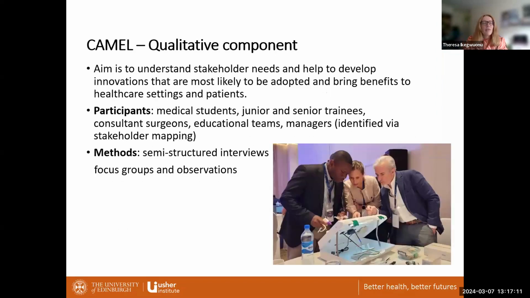So with the qualitative work of QUAL, we are aiming to understand stakeholder needs and to help to develop innovations that are most likely to be adopted and bring benefits to healthcare settings and patients. So I've already gone over the participants and the methods, semi-structured interviews and focus group. And you can see a photo here of our colleague Wale using the box trainer in Lagos in Nigeria.